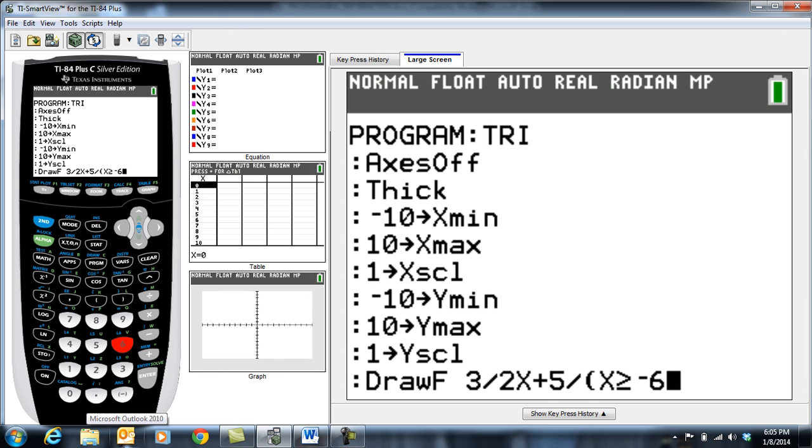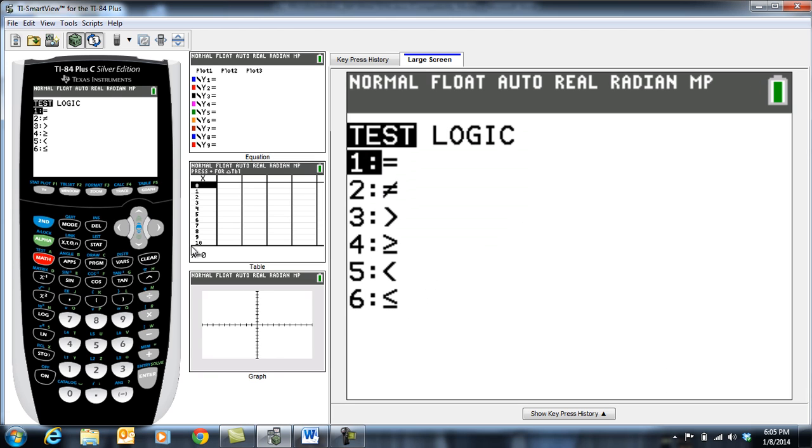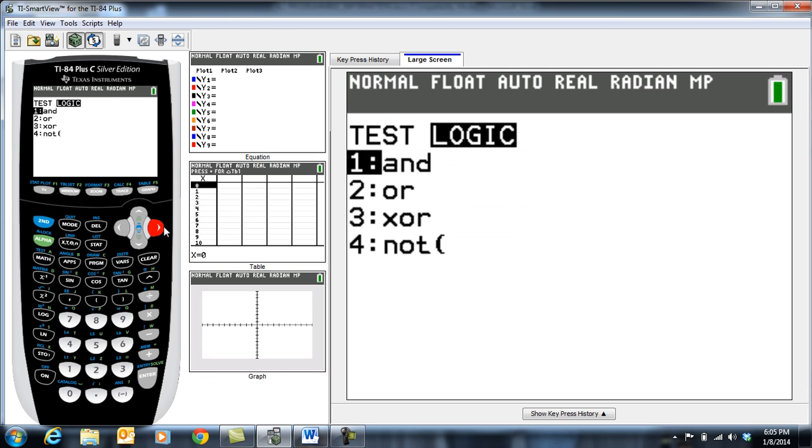Now we have to tell it the word and, because we want it to do this and the other thing. To get to the word and, you're not going to type it in using the alpha key. You're going to actually have it as a command. So we're going to do second, math again, but this time we're going to go over to logic. And there are our words. You will only use and for this project. The other ones might come up later as you get into some higher math. But for now, we're just going to use and.